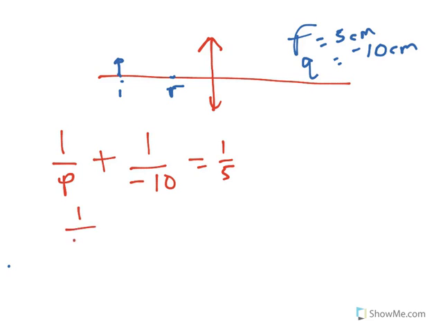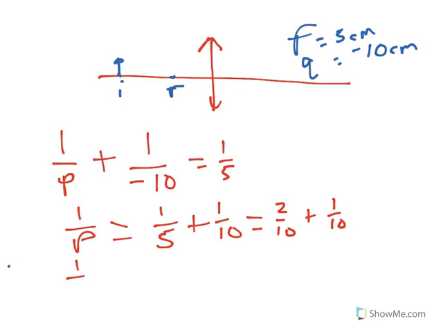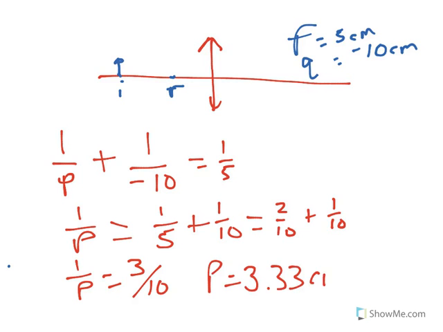So if I do this, I should get 1 over P equals 1 fifth plus 1 tenth, which would be equal to 2 tenths plus 1 tenth, and 1 divided by P would be equal to 3 tenths. All right, so let's take a look and see what that would give us. 3 tenths would give us 0.3, and then if I invert that, I would get P is equal to 3.333 centimeters. So that's where P would be. So that means P would form inside the focus.